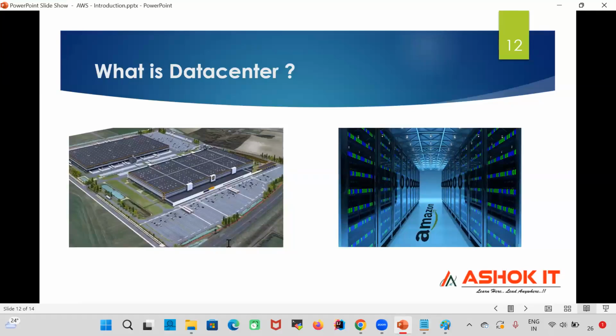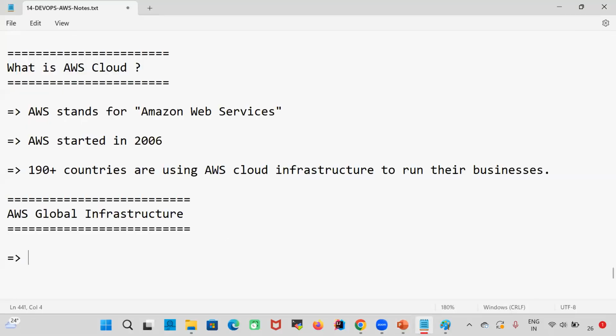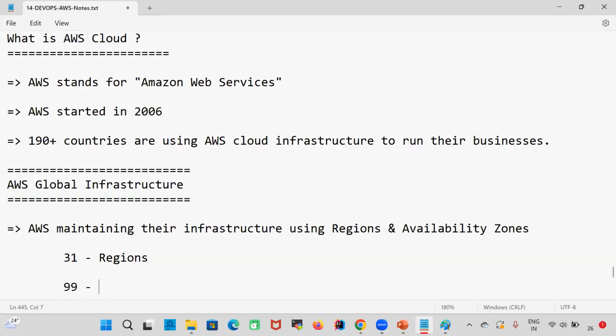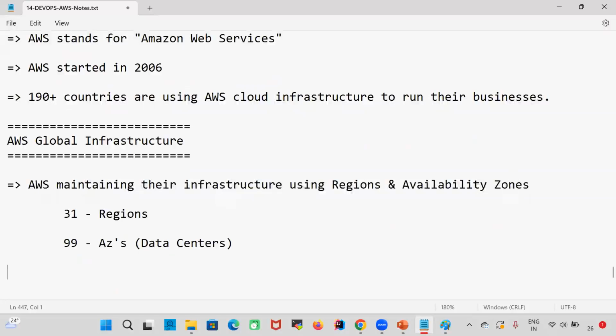What is this data center? AWS maintains their infrastructure using regions and availability zones. In AWS, we have 31 regions and 99 availability zones available. Availability zones are nothing but data centers. A data center means a server room, where AWS maintains their infrastructure.